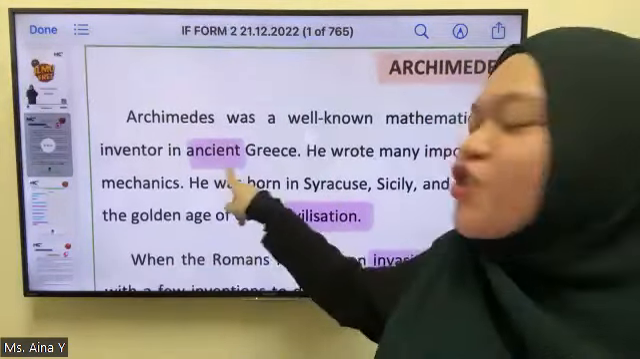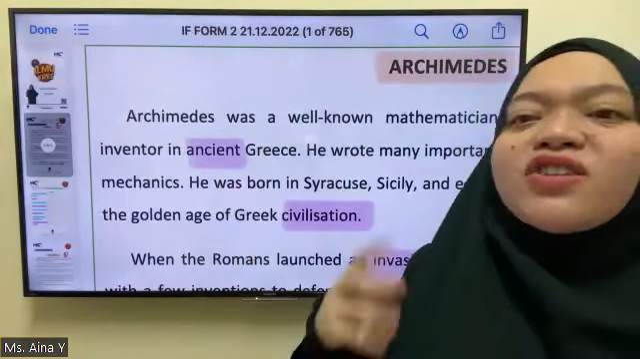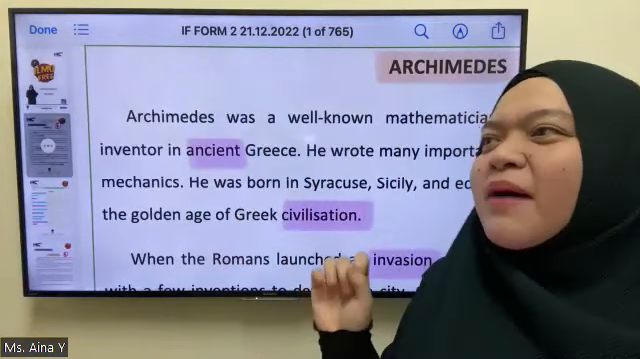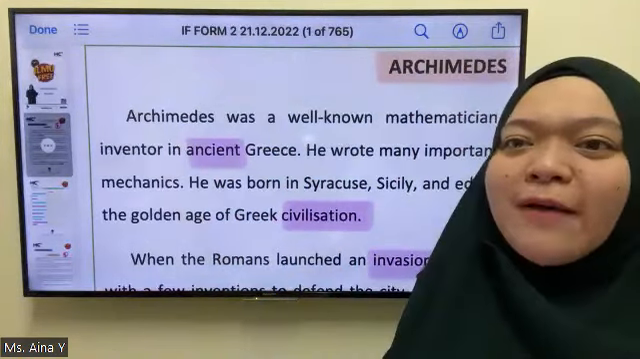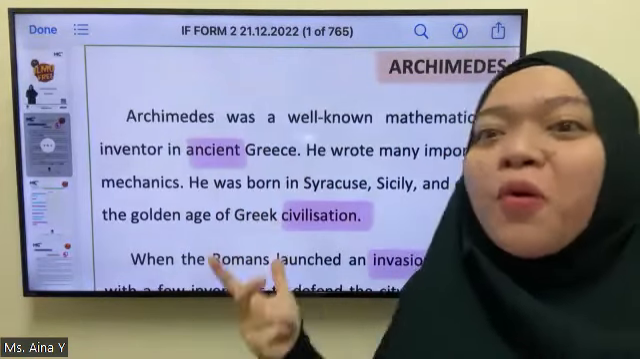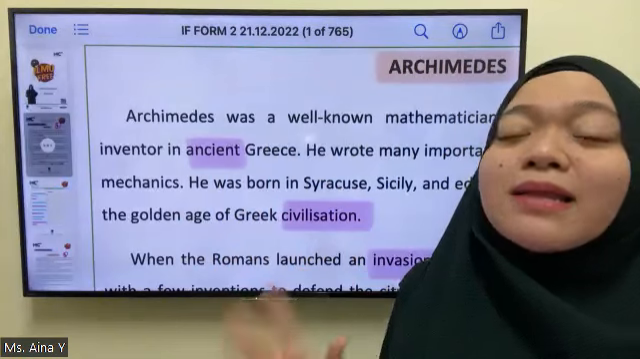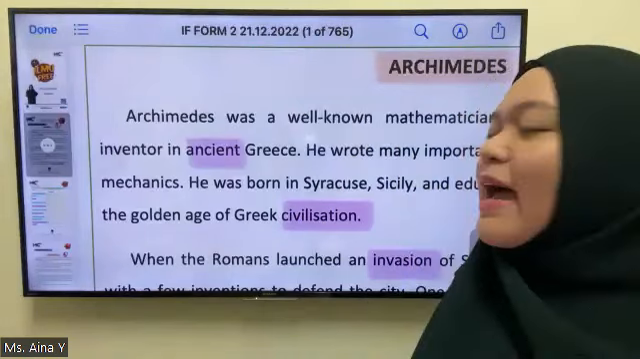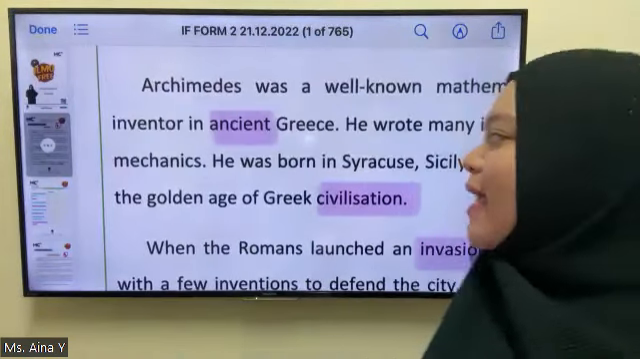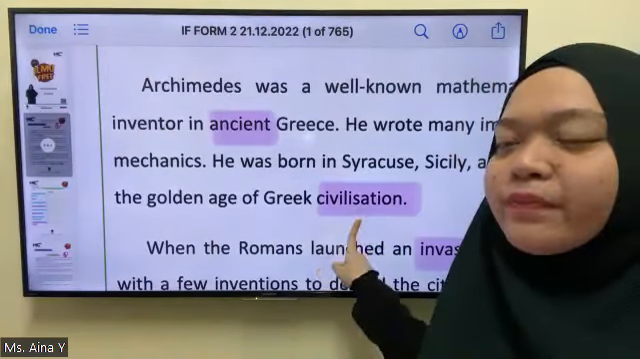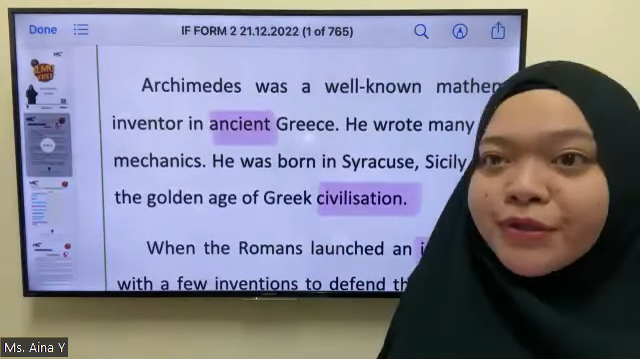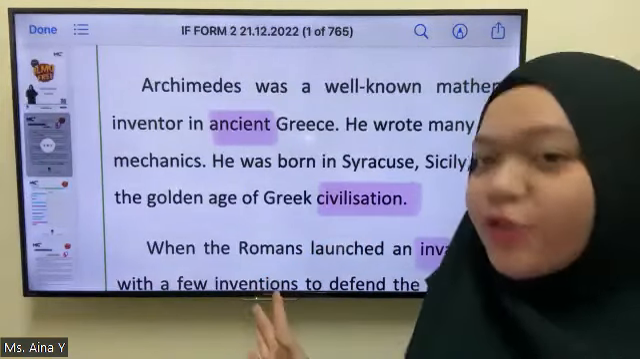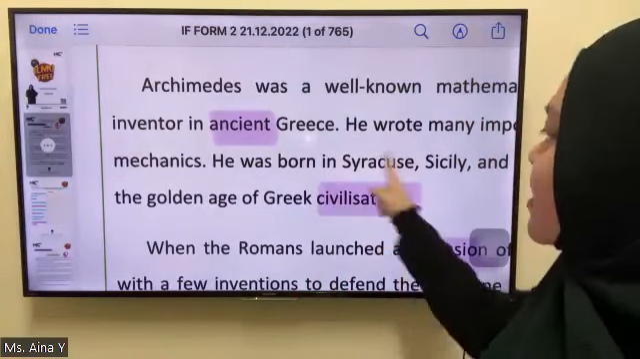Can you see the word ancient there? Ancient Greece. Ancient means from olden times, like purbakala, like kuno. So ancient Greece refers to the Greek civilization of long ago. Other than that, we have the word civilization. Civilization means tamadun, like society. Correct, Danish.